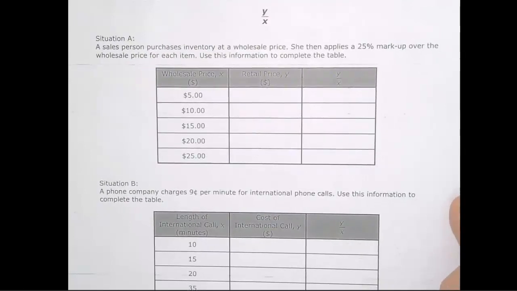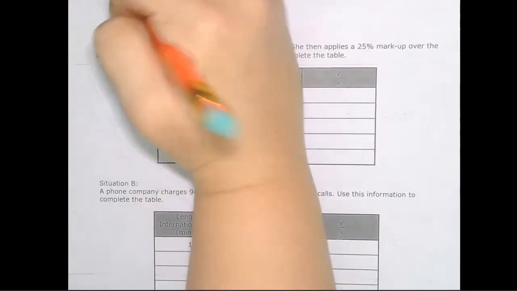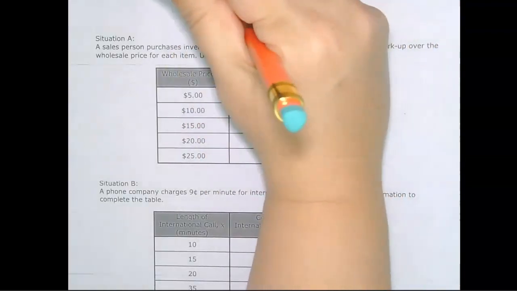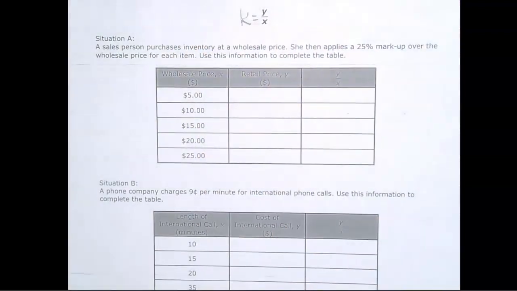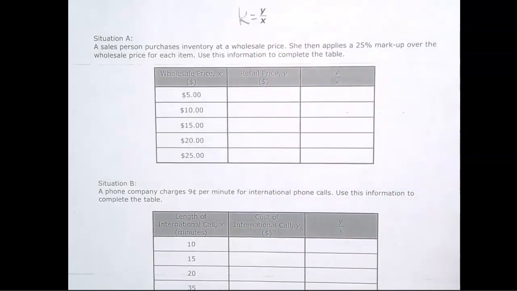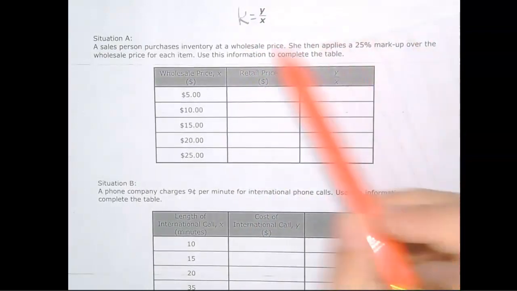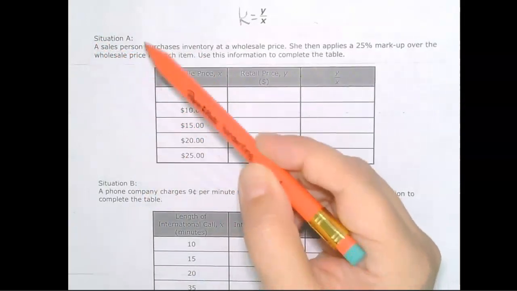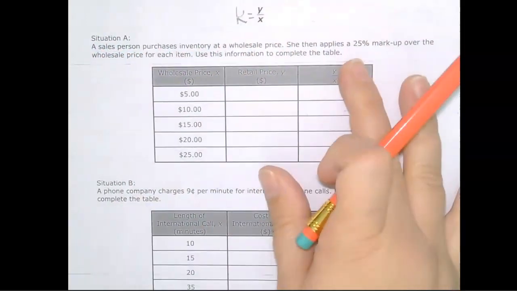All right, guys, so we are going to continue talking about the constant of proportionality. Remember that is represented by the variable k, and k equals y over x, and that's how you determine the constant of proportionality. So what we're going to do is go over situation A together as part of your notes.